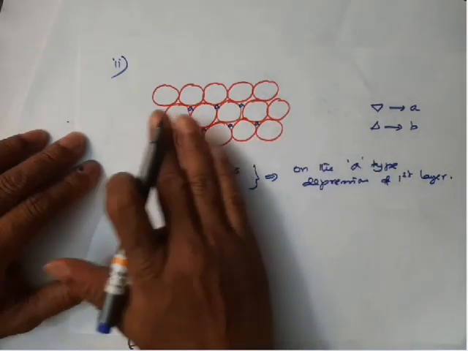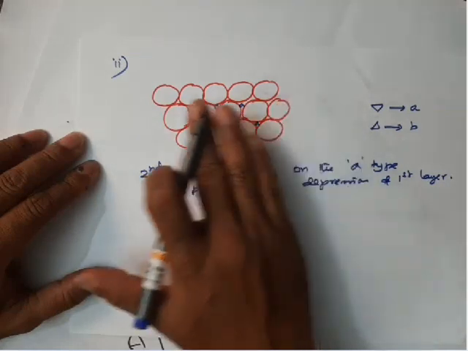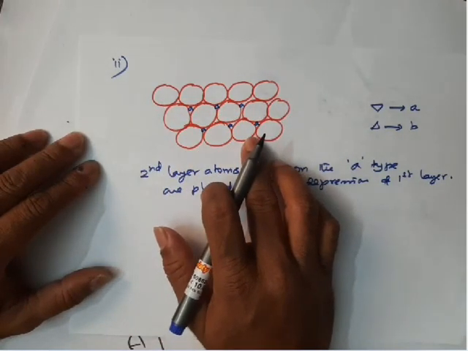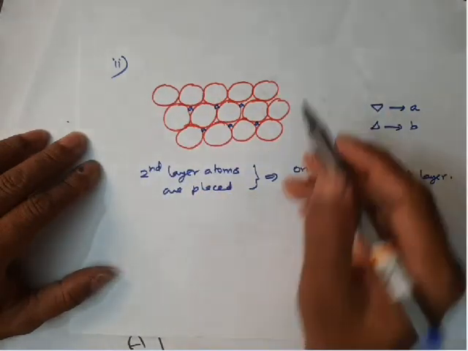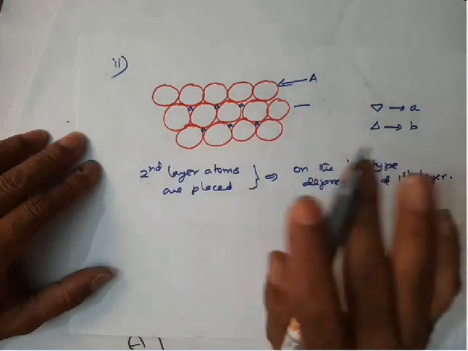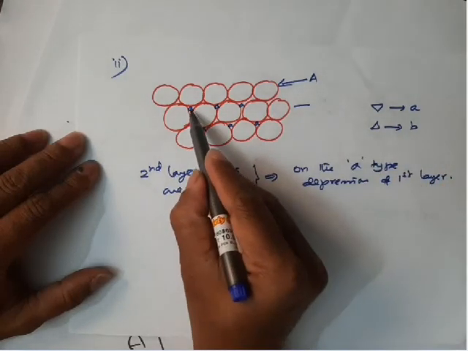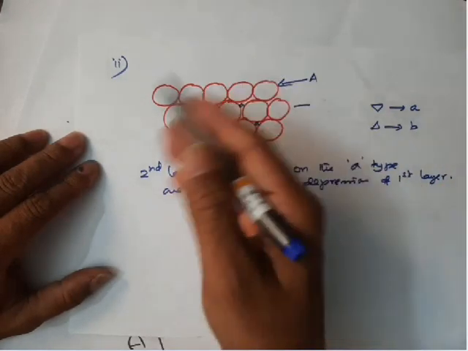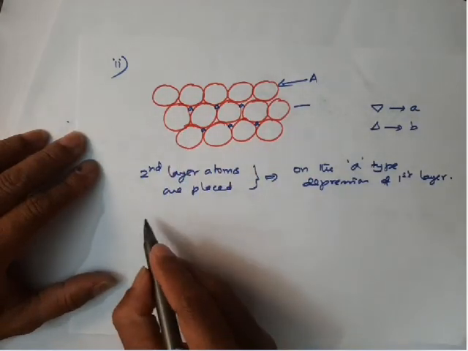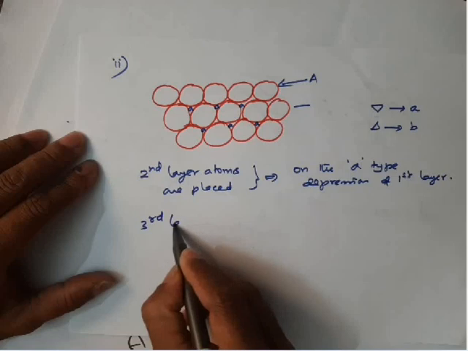If you place the second layer atoms on the depressions of A type, you will get the second layer. If I represent first layer as A, second layer atoms are not coinciding with the first layer because you are keeping them on the depressions. Therefore, second layer is a different layer. Let it be B layer.